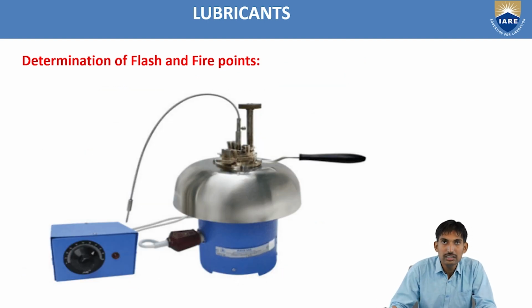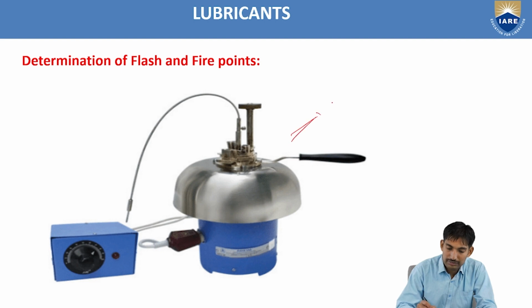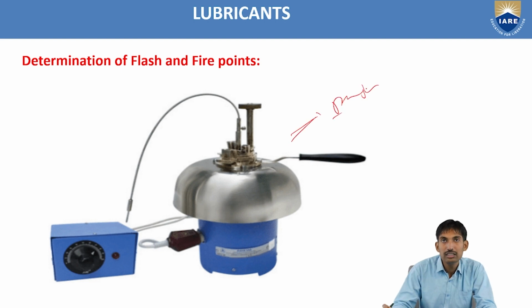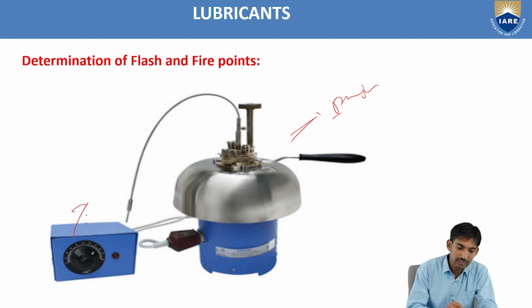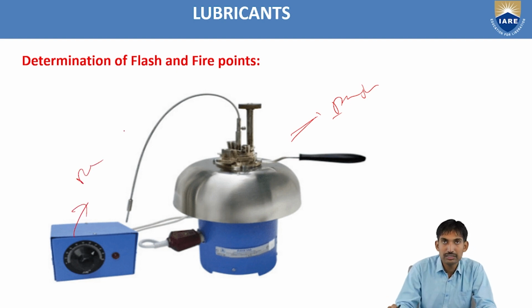See, this is the actual Pensky Martin instrument. By using this regulator, we can regulate the temperature inside this. This is the stirrer bar. By using this, the stirrer inside will rotate and uniform heating will take place for the lubricant oil.